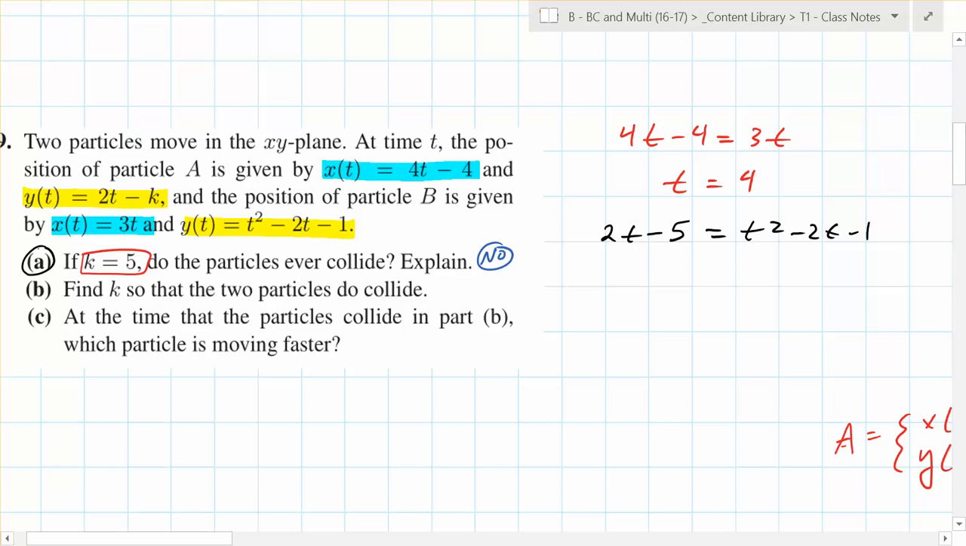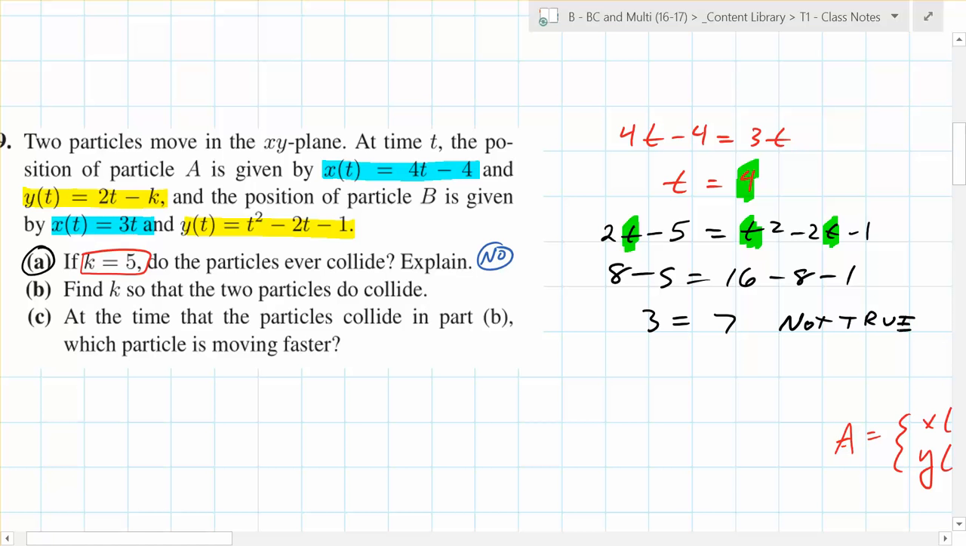We're still doing A. We're not done yet. If k equals 5, so what did I do? I made k equals 5. What do I plug in for t now? 4. Why do I plug in 4? Because that's the only time the x coordinates are the same, right? So what do you have here? 8 minus 5 is equal to 16 minus 8 minus 1. So that's 3 is equal to what? 7. Not true. So do they ever intersect?